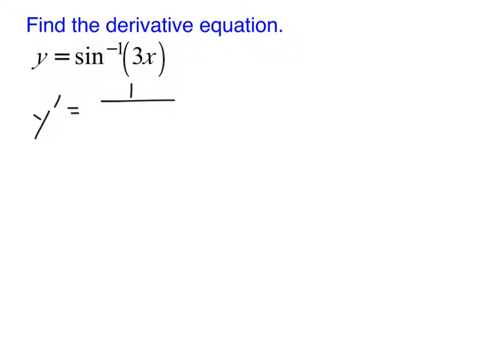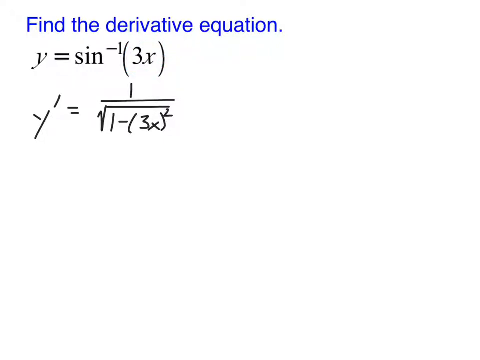So that's 1 over the square root of 1 minus, but it's not going to be x squared. It has to be whatever was inside. So it's going to be that 3x there, so it's going to be 1 minus 3x squared. Now that's the derivative of the outer function, the derivative of the inverse sine.